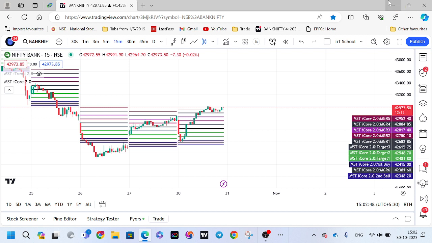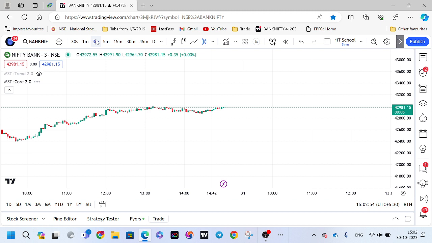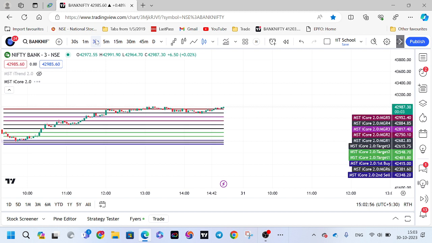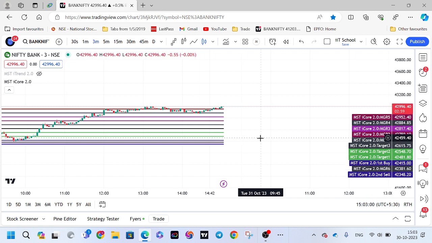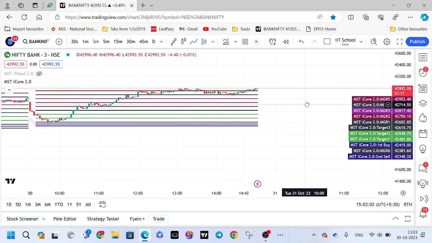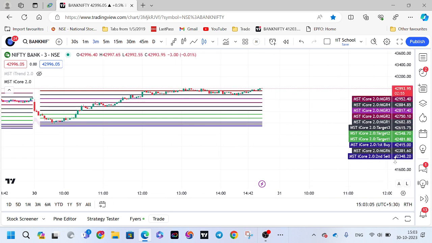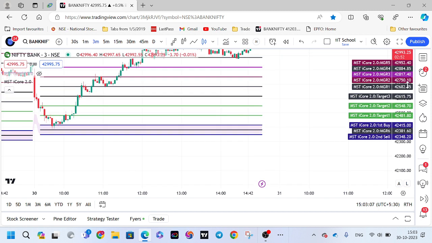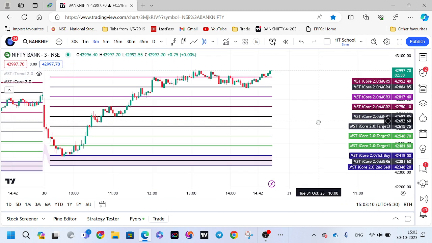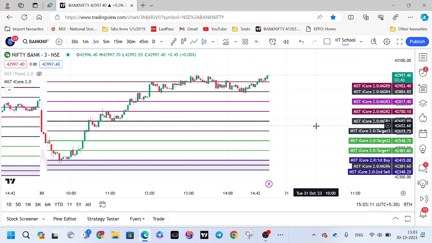We are very happy to show you the live performance of our indicator MST iCore 2.0 on October 30, 2023. Already in the Telegram channel, and in the morning also, we have released one Tamil video about the performance of today's Bank Nifty. Let me show you the end of the day's performance.